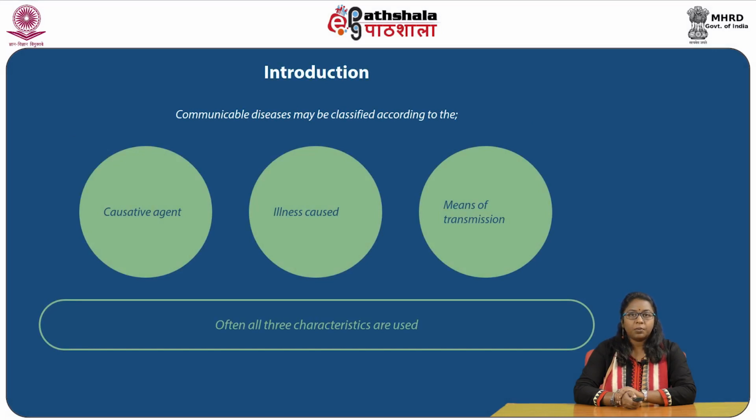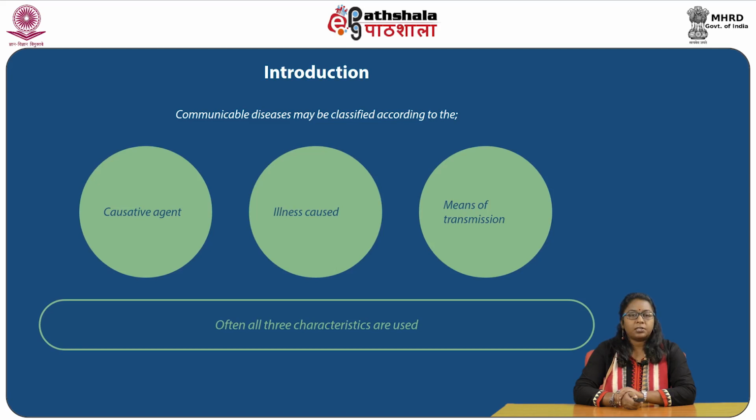Communicable diseases may be classified according to the causative agent, the clinical illness caused, or the means of transmission. Often, all three characteristics are used. Example: foodborne salmonella gastroenteritis. Causative agents include bacteria, viruses, and parasites.